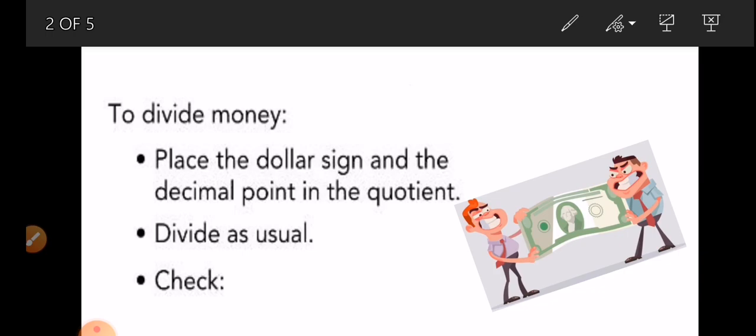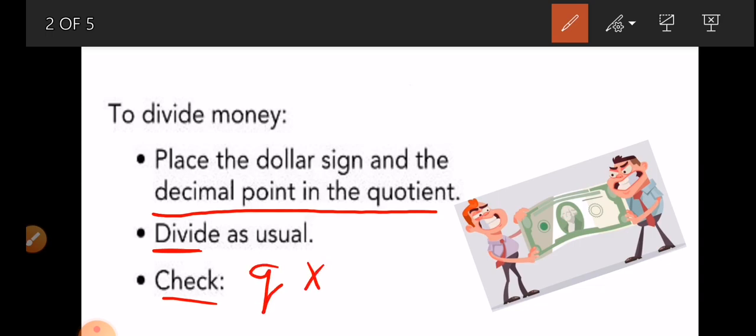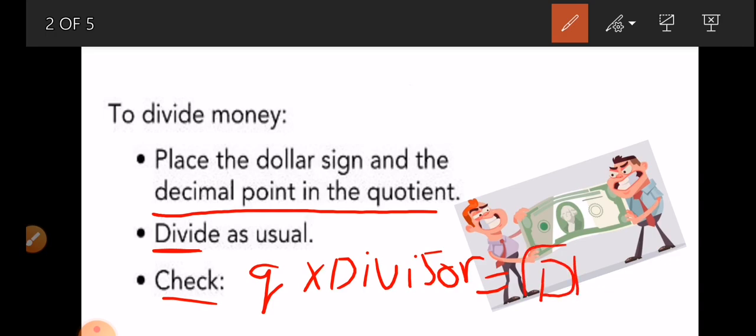So let me remind you of the steps of how to divide a decimal by a whole number. The first step, as we said before: if you have a dividend which is a decimal number, you should place your decimal point up in the quotient exactly in the same place. The second step, I should divide as usual. Then I should check. How are we checking? By multiplying the quotient by the divisor. Then the answer should be the same as the dividend. If it comes out like the dividend, your quotient was correct.